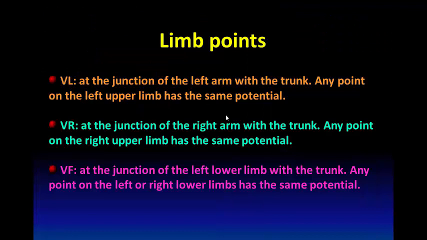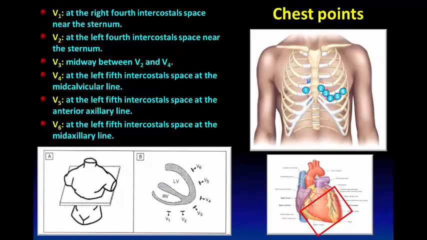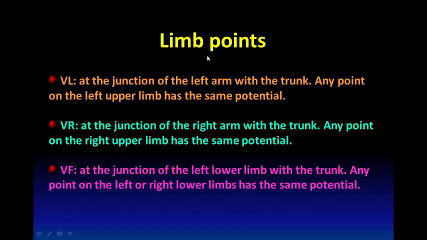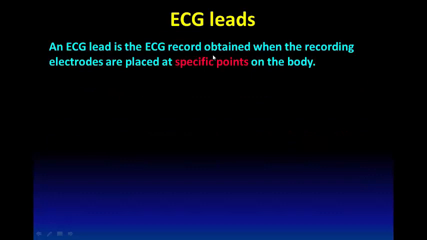So we have finished describing the locations of the recording points, the 6 chest points and the 3 limb points. Now let's see what we get when we place the active electrodes at these specific recording points, and we ask the ECG machine to show us the record of the electrical activity of the heart. This is what we call the ECG leads. So an ECG lead is the ECG record.